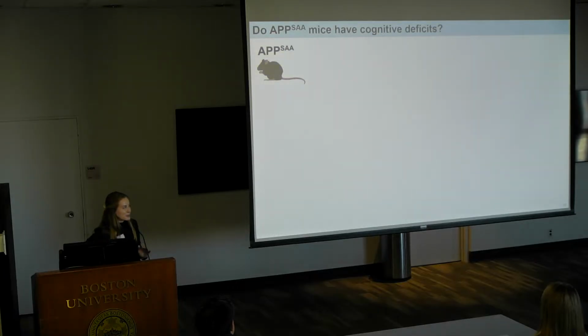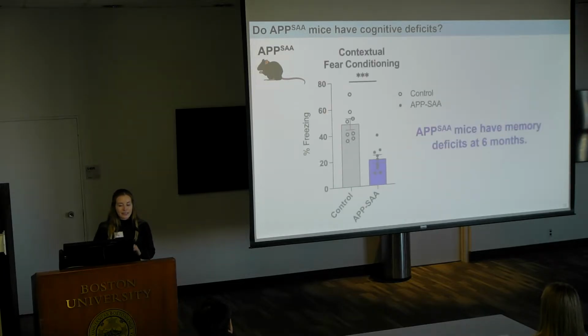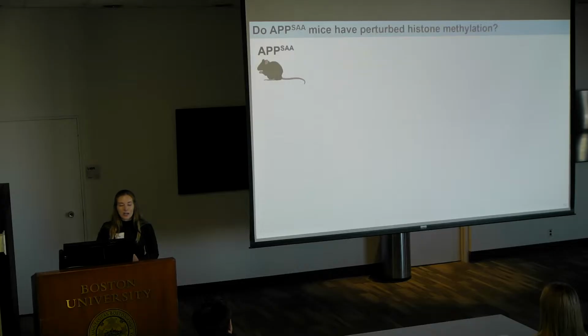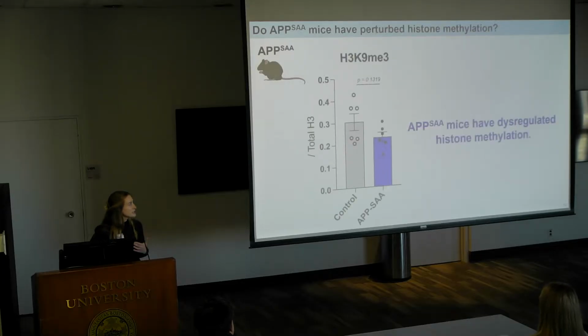This mouse is pretty new, so I just wanted to characterize it at 6 months of age, just to start off. And we did see cognitive deficits at this age in contextual fear conditioning, which was awesome because we have a phenotype to go off of. I also collected hippocampal tissue and ran a Western blot for some histone modifications, and we do see a trend in reduced H3K9 methylation, which is a canonical repressive mark.